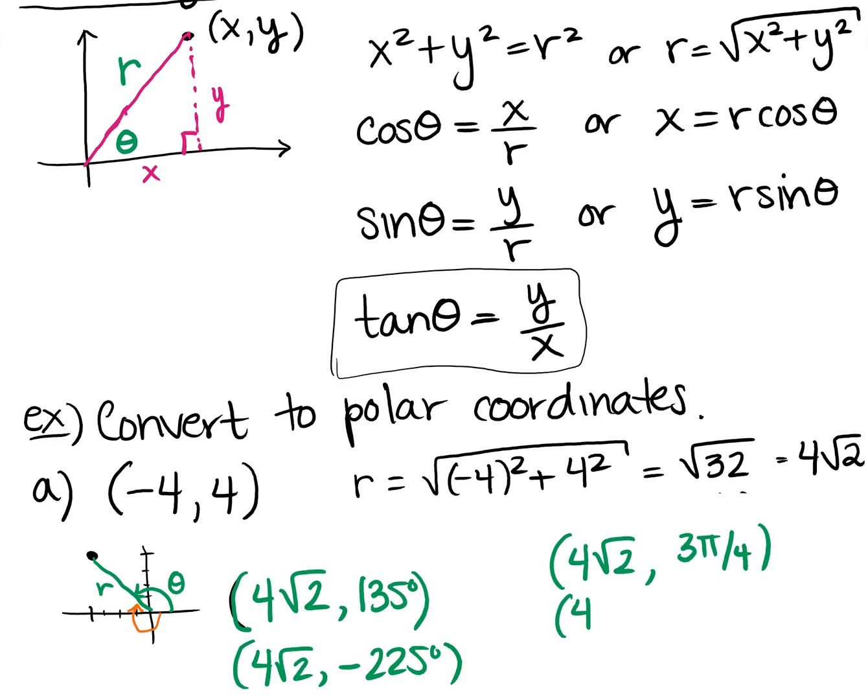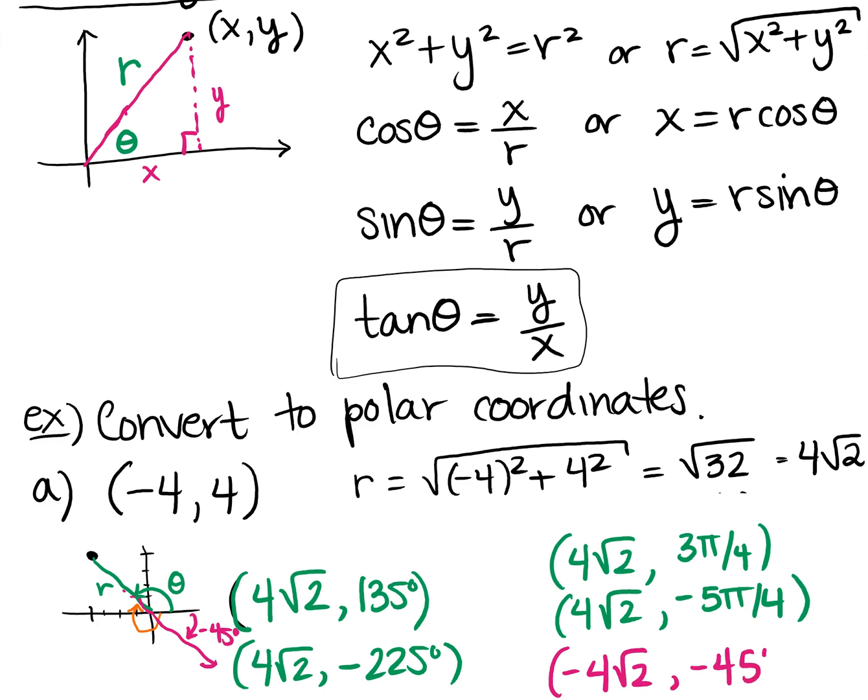We could do 4 root 2, what would that be? A -5 pi over 4? 1 pi over 4 away from that. Or look at this, if you wanted to get a little crazy, if we extended this line right here, this is a -45 degrees, and then if I go in the opposite direction, I could even say this is a -4 root 2, comma, -45 degrees.